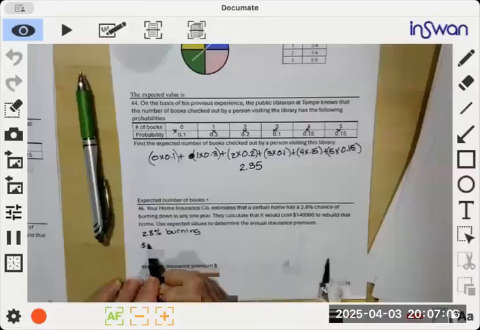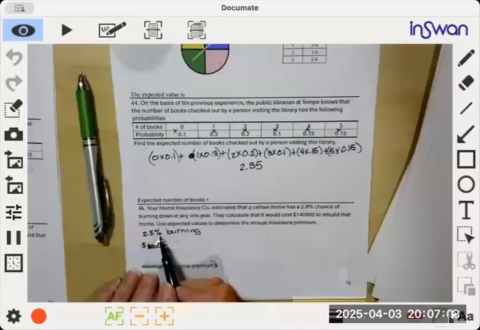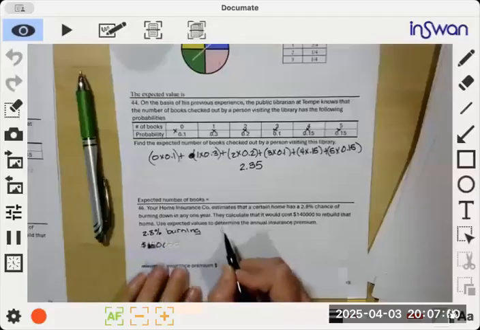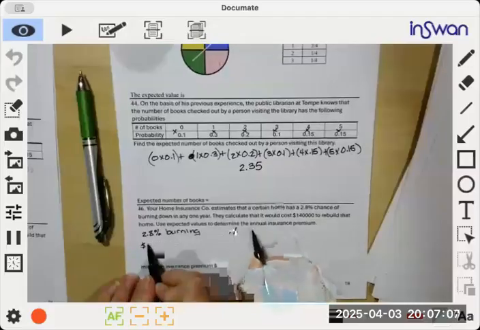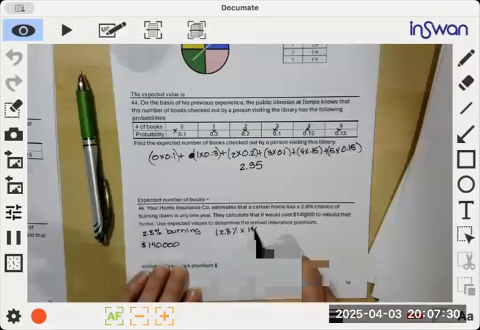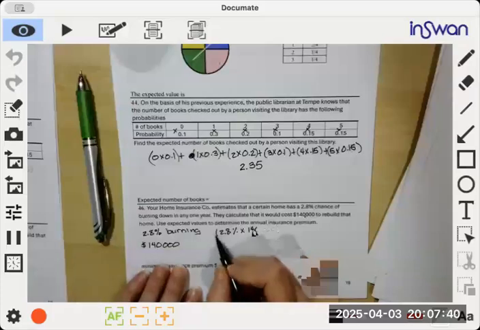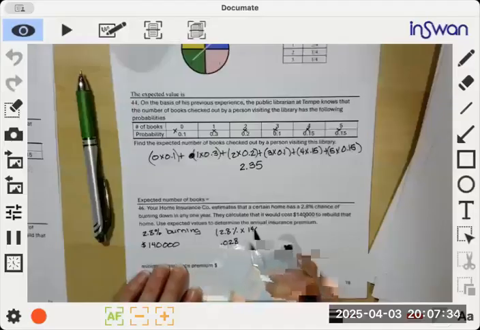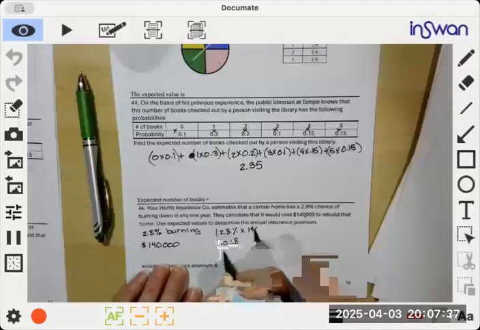Okay. Well, we know 2.8% of the time it's going to cost $140,000. So that is 0.028, just changing that percent to a decimal.